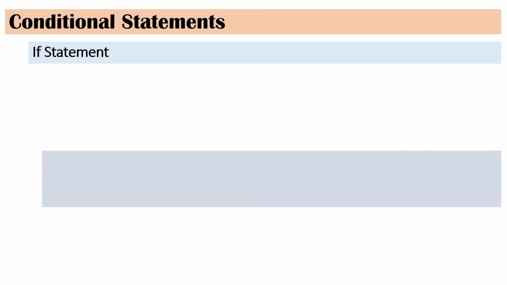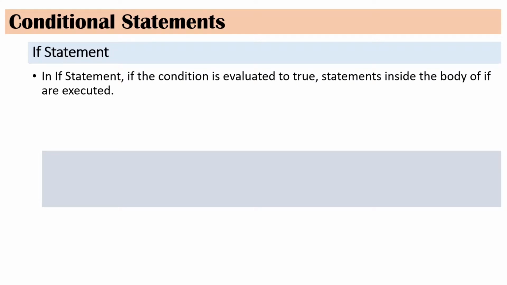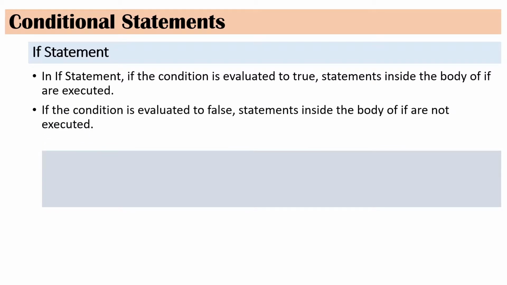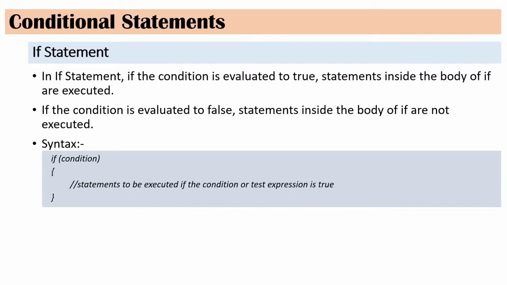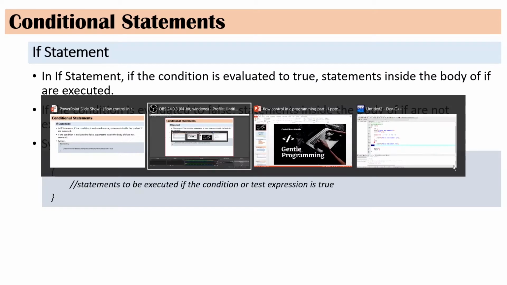So first is the if statement. In the if statement, if the condition is evaluated to true, the statements inside the body of if are executed. It means if the condition is true, then the statement is executed, otherwise the statement is skipped from execution. So it's very simple. The syntax is: if condition, then statements will be executed. If the condition is true, the statement will be executed, otherwise those statements will be skipped from execution or will not be executed. I'll explain this if statement with the help of a simple program example.